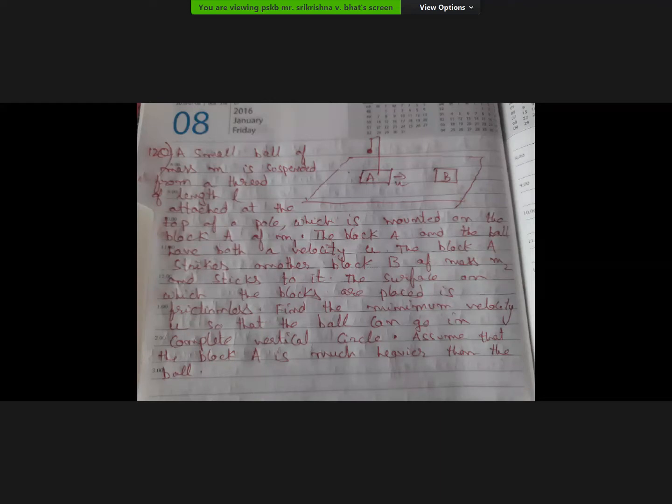Sir, what is the answer? What are you getting? (m1 plus m2) into root 5gl by m2. Yes.